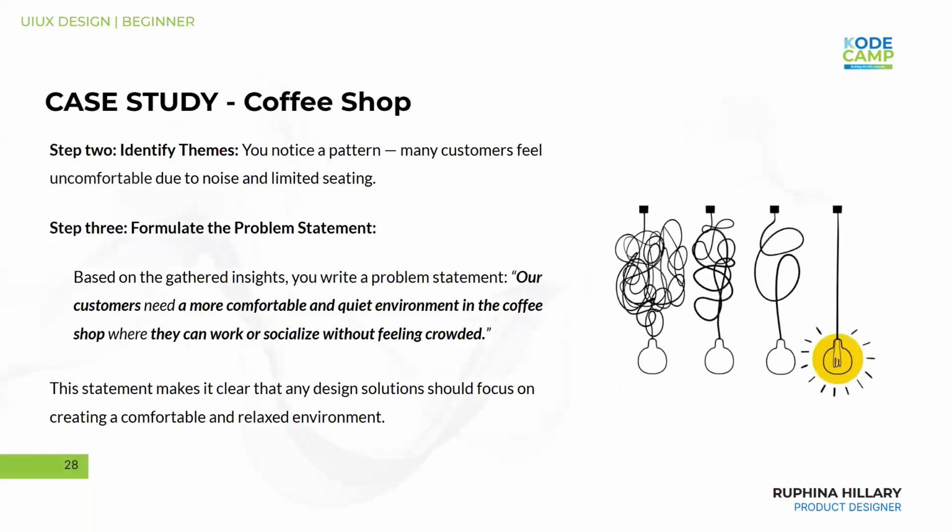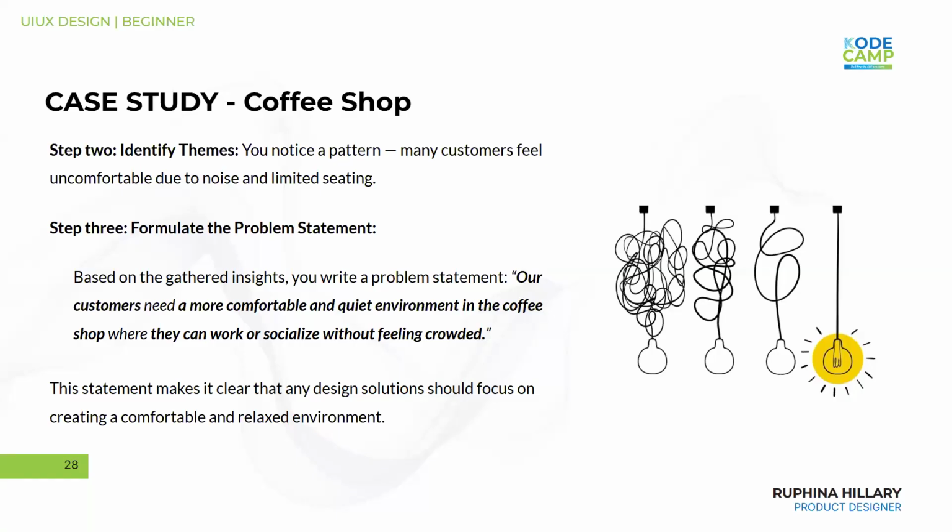So step two, identify themes. So this is where empathy maps come in, if you want to go the empathy map route. So now you have noticed a pattern. Many customers feel uncomfortable due to noise and limited seating. They like the coffee, but the noise and the lack of seats makes them uncomfortable or has reduced them returning back to your coffee shop.